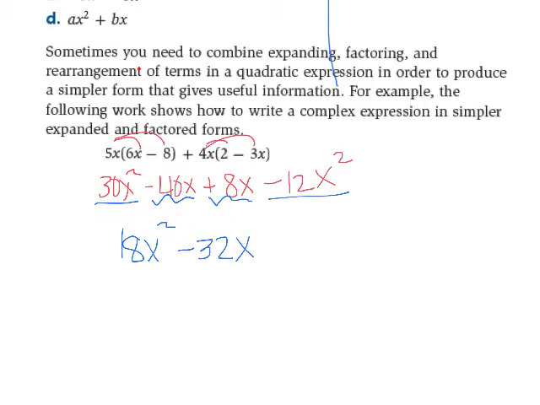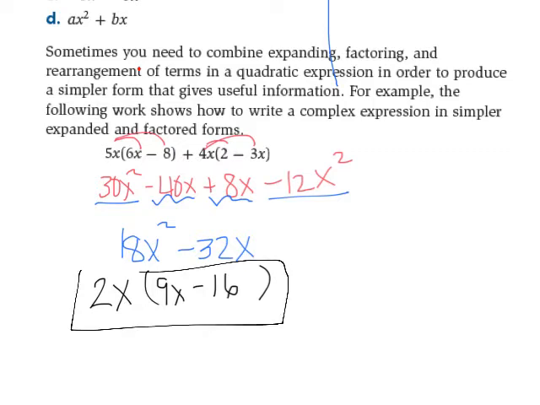product of two factors. 18x and 32x have a greatest common factor of 2. They can't both be divided by 8. They can't both be divided by 4 or 9. So I'll take out a factor of 2x, and then remaining 2x times 9x would make 18x squared, and 2x times minus 16 will make 32x. So now we have our completed factored form and our most simplified form.